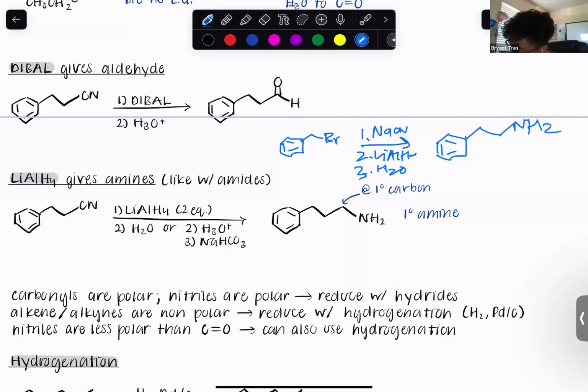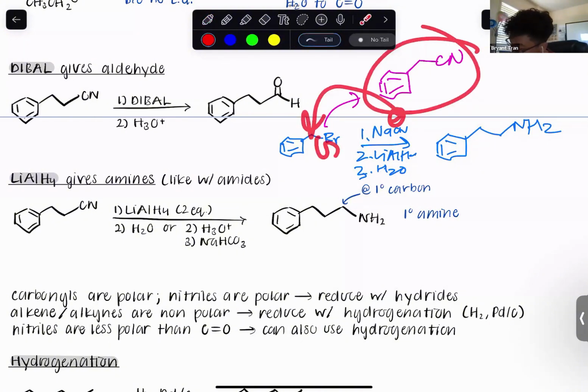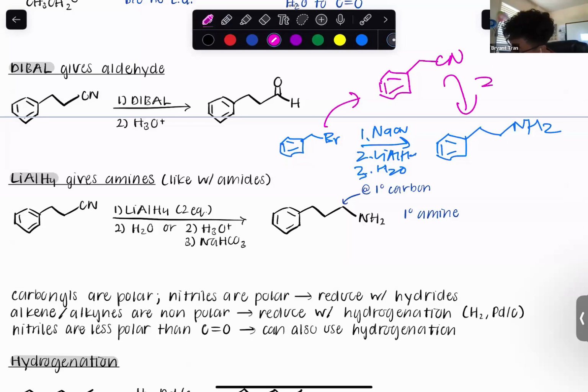Because the first step here is to substitute the Br with the CN through an SN2 reaction, right? The CN minus attacks that carbon, kicks out the Br to get this nitrile. And then from here, after the second and third step of the reducing agents, this nitrile carbon right here is that carbon right there. So do not forget about that. And that's the extra carbon that came from the first step, the cyanide ion. Okay.